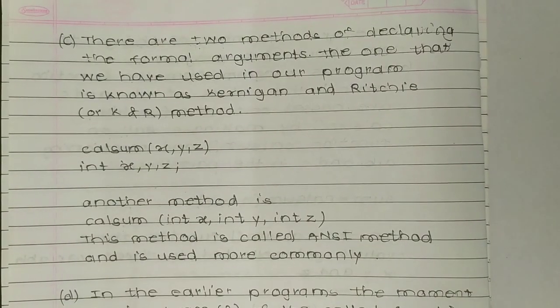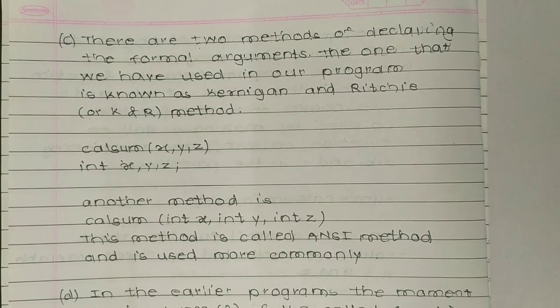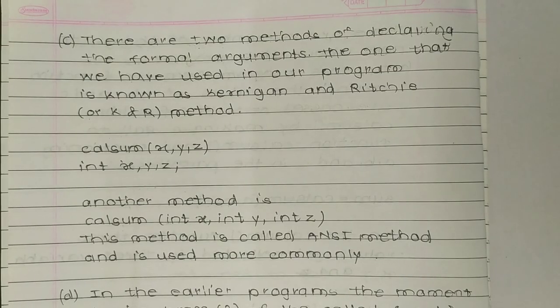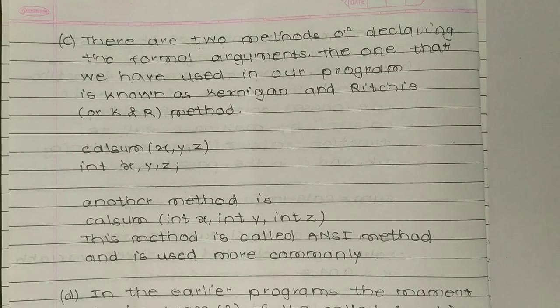There are two methods of declaring the formal arguments. The one that we have used in our program is known as the Kernighan and Ritchie, or K and R, method. So calsum(x, y, z) followed by int x, y, z. This is one method.